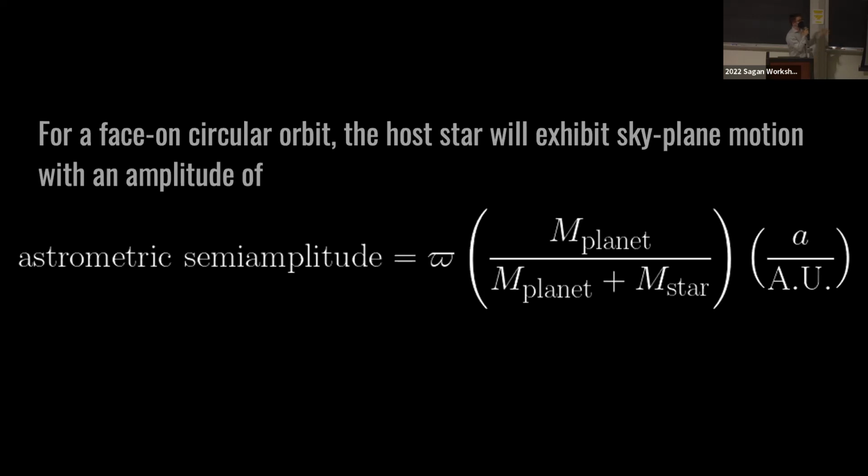And indeed, for a face-on circular orbit, that would be the case, that you could just solve directly for the planet mass. How are we doing for time, by the way? Oh, sweet. Okay, cool.